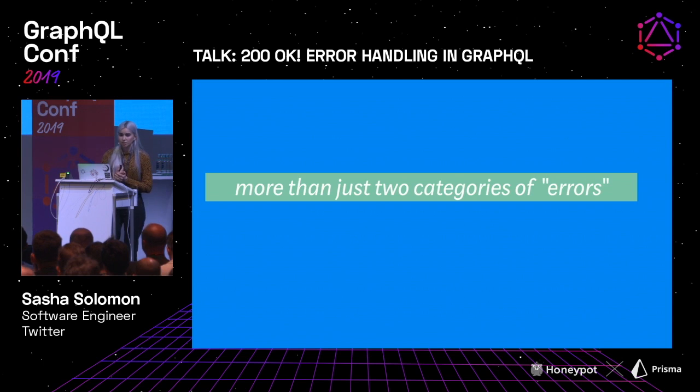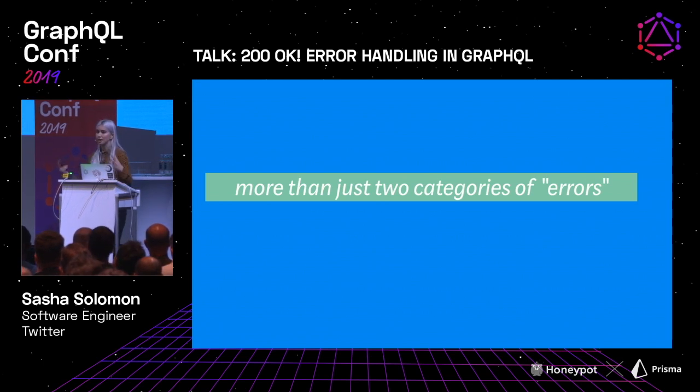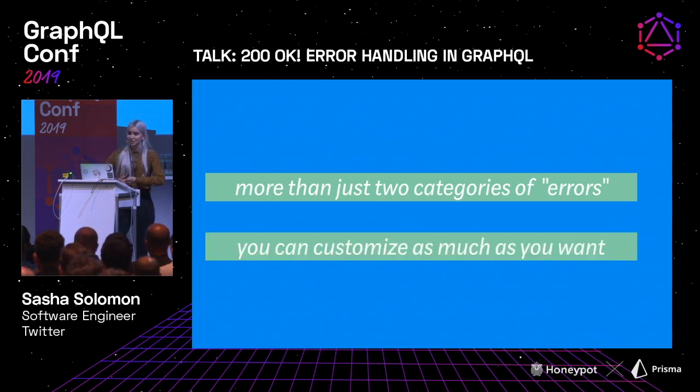One thing is there might be more than just two categories of errors. There might be more. These are just the ones that I've come up with and dealt with in my time at Medium and Twitter. So there might be more than this. Maybe like rate limiting. What do you do with that? I don't know. Maybe someone else will figure that out. And the other cool thing is you can customize this as much as you want. You can do as little or as much as you want. That's the cool part of GraphQL, is you can just model your schema however you want to model it.